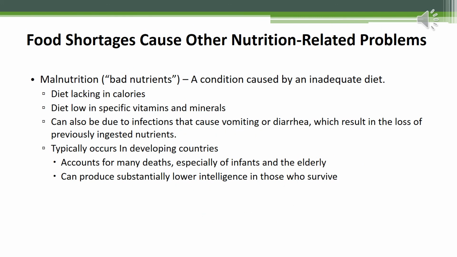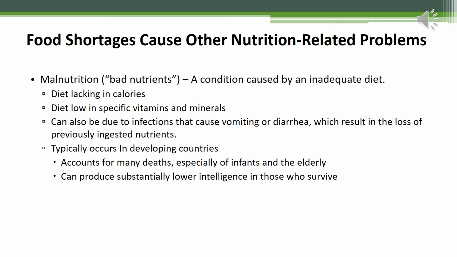Food shortages can cause other nutrition-related problems. So malnutrition, or simply bad nutrients, is a condition caused by inadequate diet. This can either be a diet lacking in calories, a diet low in specific vitamins and minerals, and can also be due to infections, which cause vomiting or diarrhea, which cause you to lose the previously ingested nutrients.